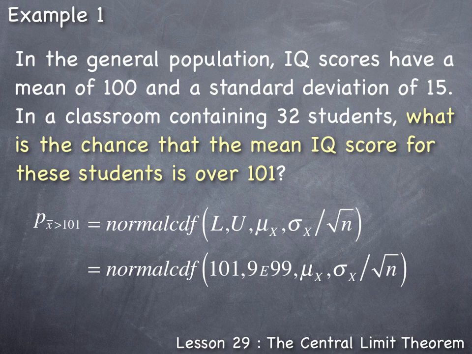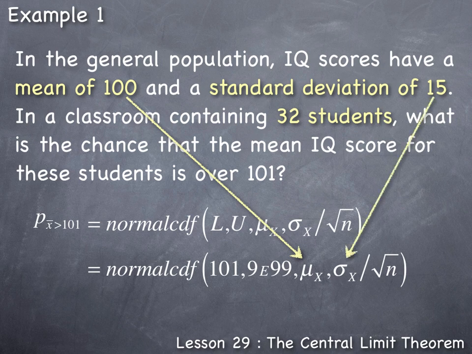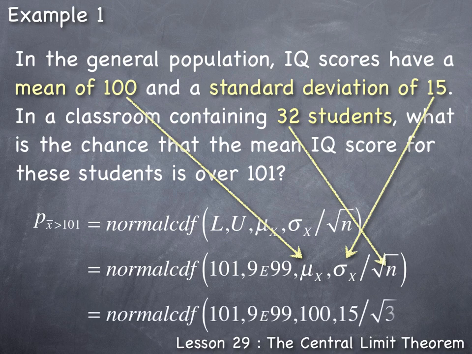The other 2 results of the central limit theorem tell us that the mean for the sample mean is the same as the mean from the population from which the sample is collected. So here we'll use the mean mu sub x. And the standard deviation for the sample means is the standard deviation of the population divided by the square root of n, the sample size. So we know from the problem that the mean IQ score is 100, so mu sub x would equal 100. The standard deviation was 15, so sigma is 15. And the total number of students in the class was 32, so n equals 32.